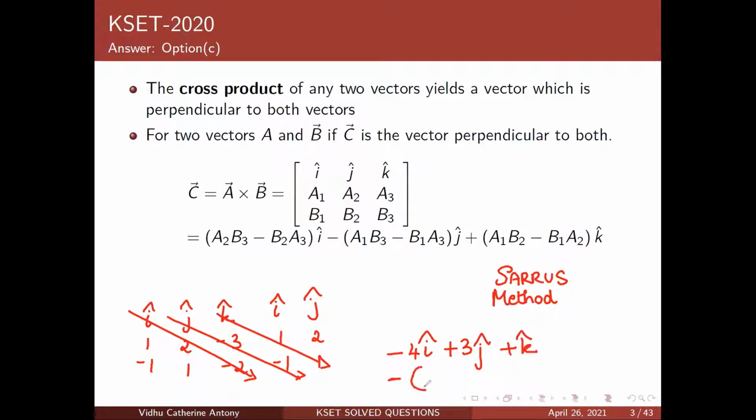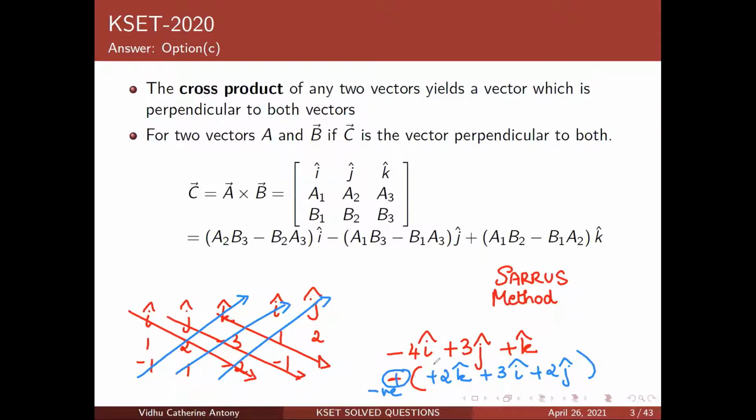And then subtract. Now let me take a different color, and you take this one. You have to remember this negative sign here. Without that, the Sarrus method is going to give you a wrong result. So remember this negative sign when you're taking the next set of products. So -1 into 2 into k, that's -2 k cap. This is -3 i cap. And this is going to be -2 j cap. Since you've got a negative, all of this is going to become positive.